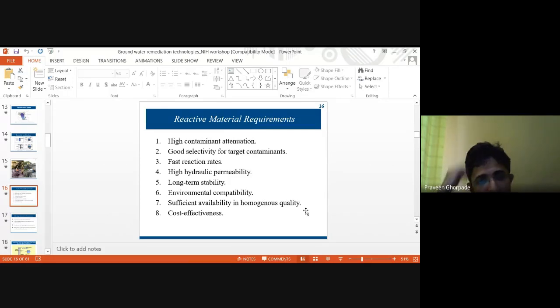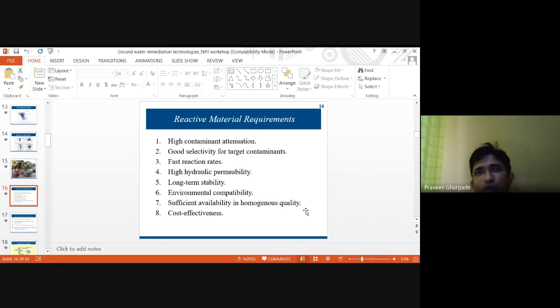Then it should have environmental compatibility. It should be acceptable to the environment. One part of treatment technology is very important: that you treat the water and you should not create some other problem. That means you solve one environmental or water problem and then create another problem, then it is going to create a problem. Then the material should be sufficiently available in homogeneous quantity, in good quantity, and cost effectiveness, that is another interesting thing.